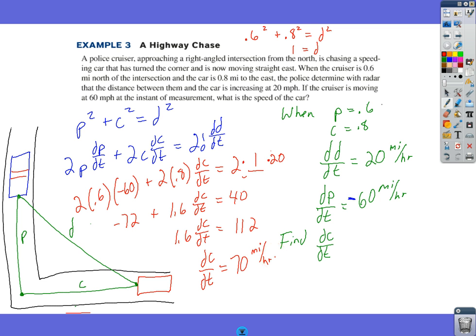Now you guys might be thinking, oh geez, what did I just find? You found some amazing stuff. Given this information, you're able to find out how fast a car is traveling without actually physically seeing the speed on the speed limit. How cool is that?